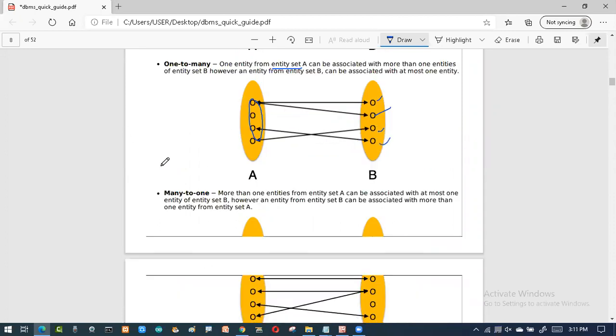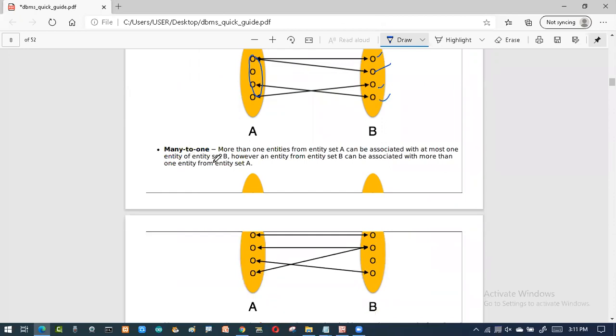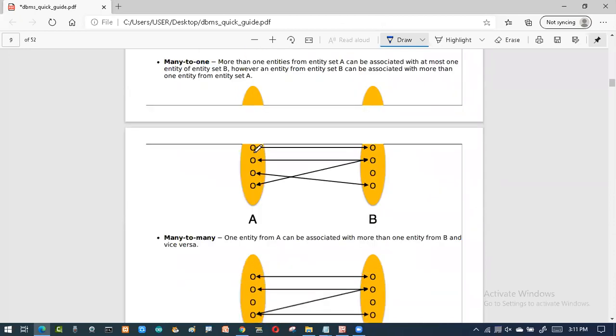Now I can have the relationship from many to one. That means I have the relationship like this. This is linked to here, this is linked to here, and this is linked to here. So these four entity sets are being linked to the other entity set in this fashion. Here it has not been linked, so you omit it. But if you see here, many entities are connected to one single entity.